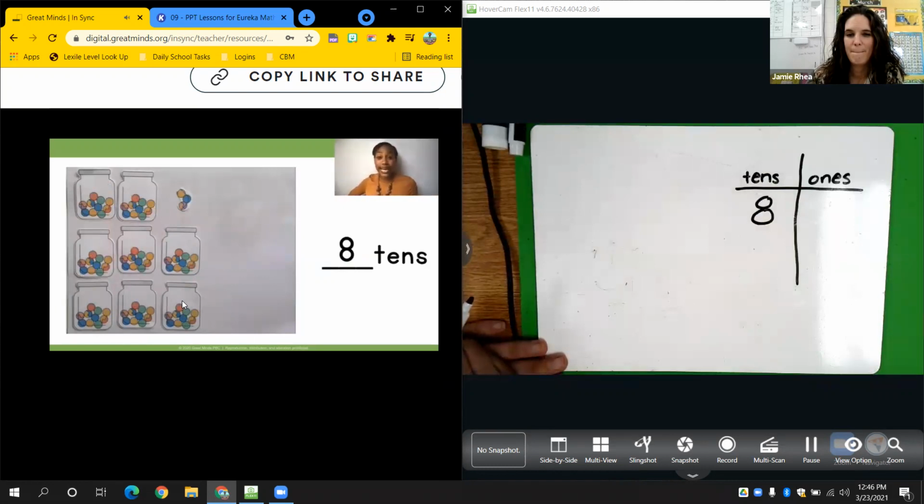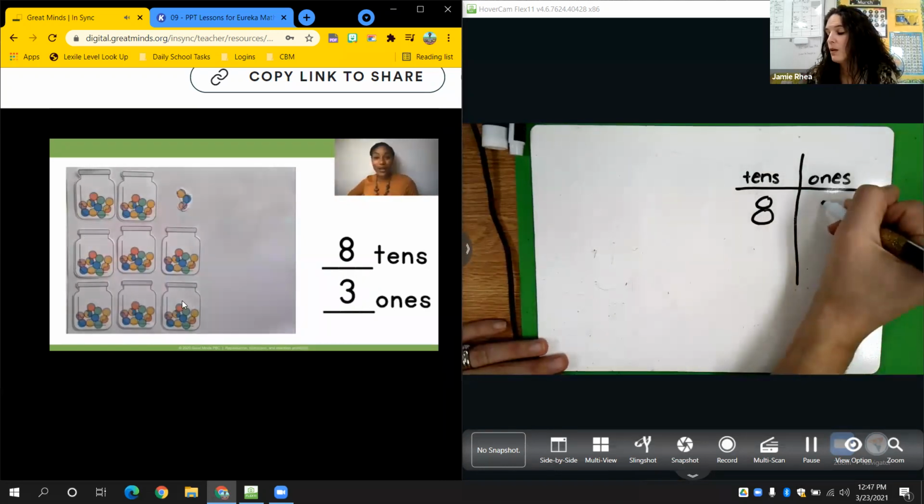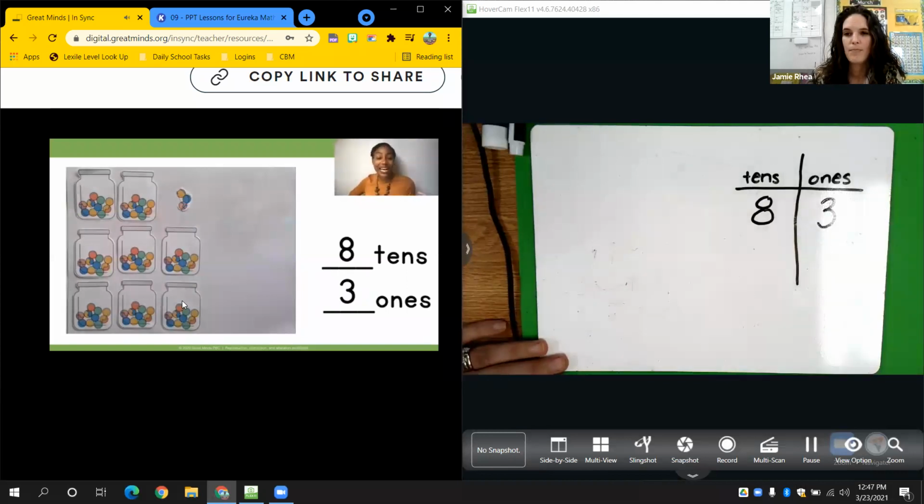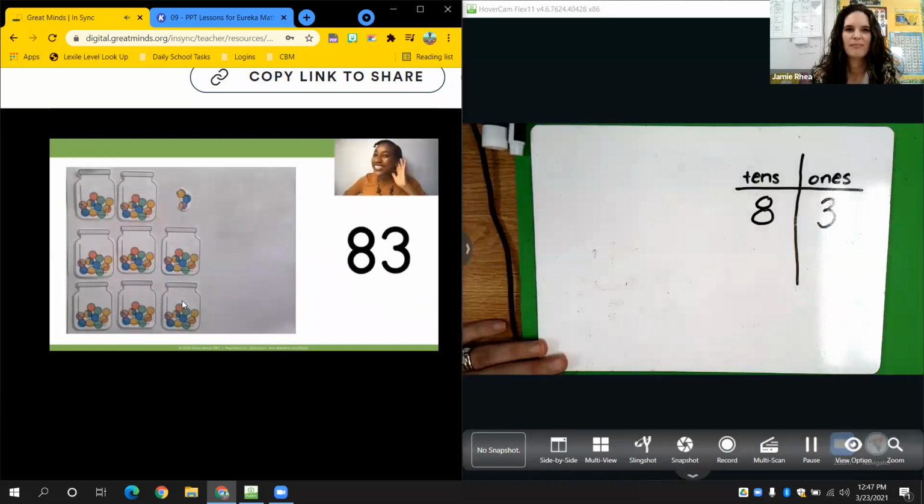So we have 8 tens. And then how many ones are left over? We only had 3. So we can put that here. 1, 2, 3 ones. So mathematician, how many marbles do I have? 83. I heard 83. Whoop, whoop.